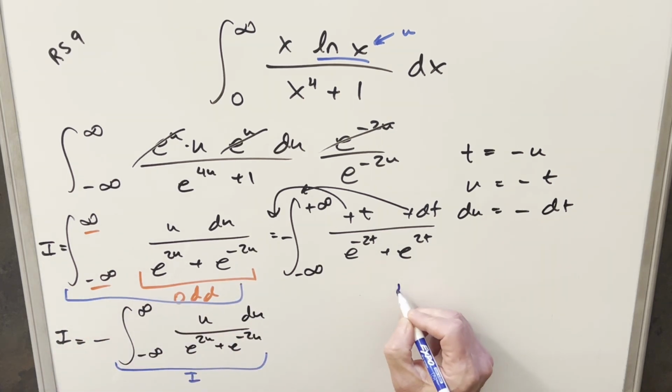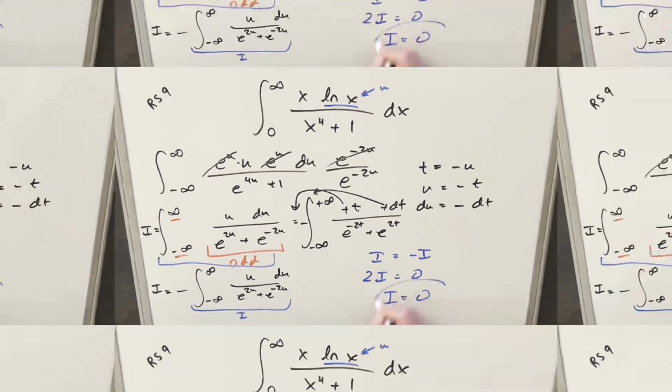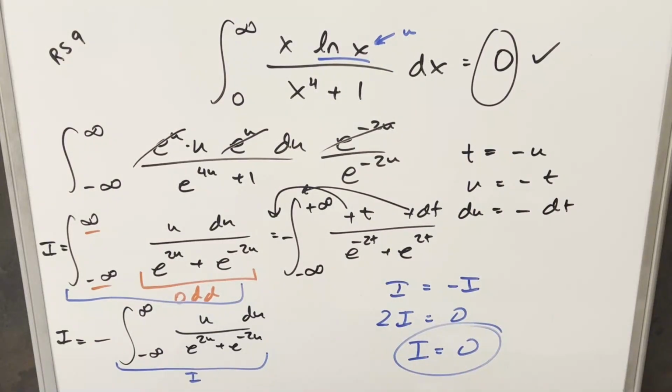So we end up with this simple equation, I equals minus I. We can add an I on both sides. We get 2I equal to 0, or just I equal to 0. So there you have it. Interesting integral from MIT 2024.